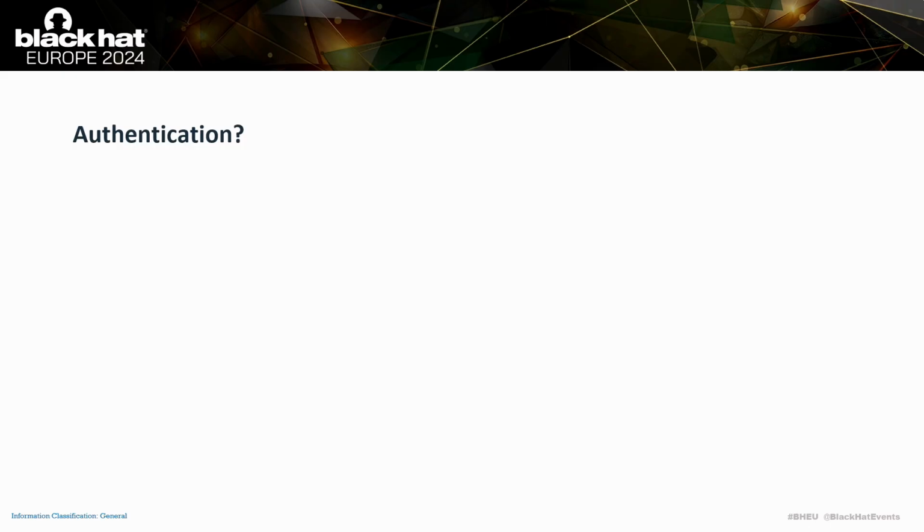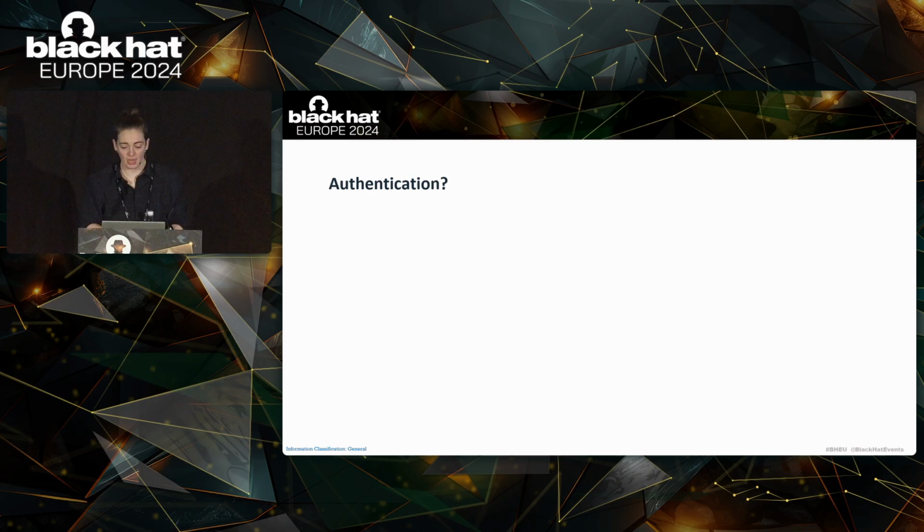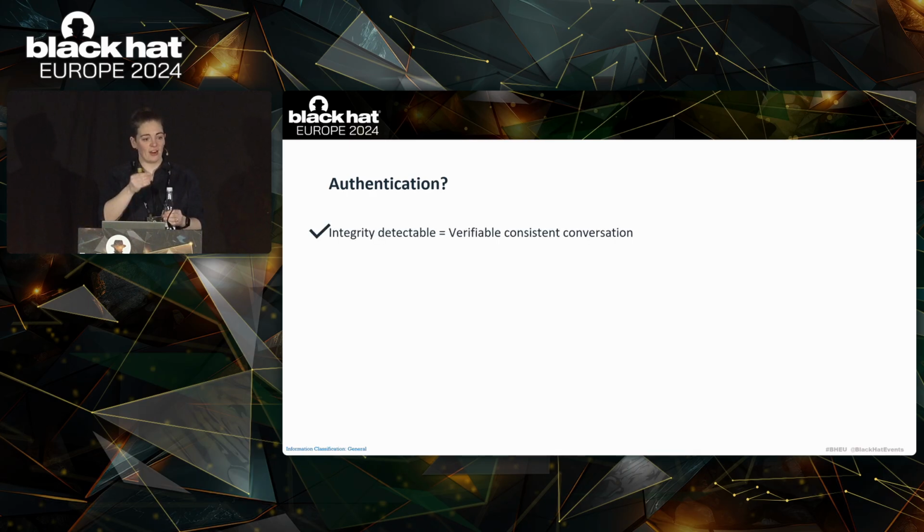In terms of authentication, that's something we need to think about. Well, actually, we can verify that we've had a consistent conversation throughout. If Eve is to get in the way, if she is to change some of those numbers that are being sent to Bob, you can detect that in the probability distribution that Bob has.